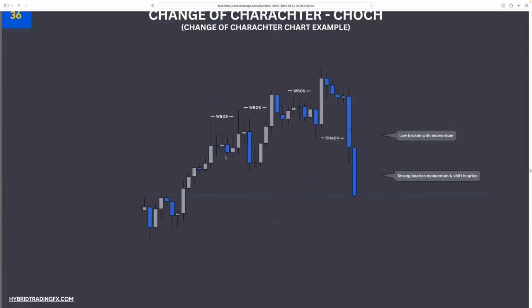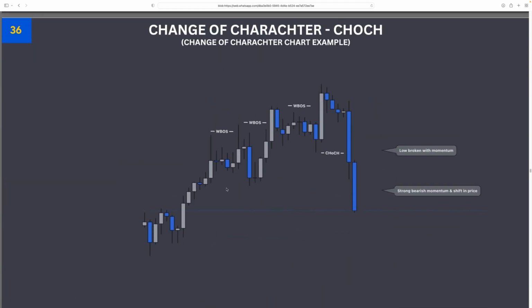So this is an example again of change of character, guys. Again, you can see this structure to the upside. How do we break the highs? No momentum in the market. Even though you're looking at this bullish candle and this couple of bullish candles and this big bullish candle, maybe you can say, well, this is momentum. Well, actually, this is not momentum. And this is why you should learn price action. So we are not breaking these highs impulsively.